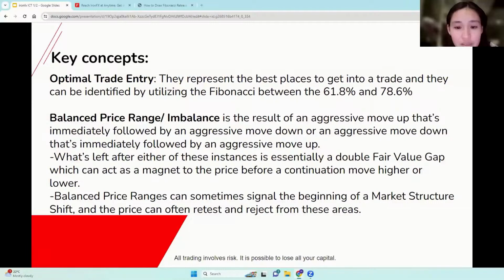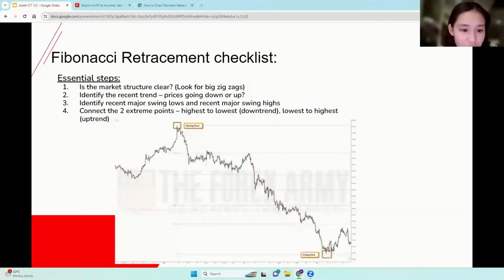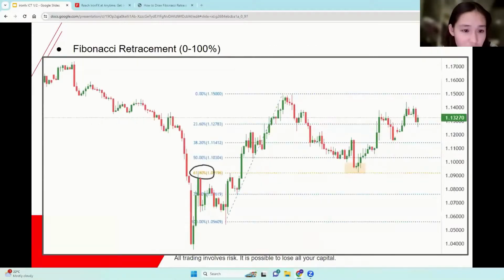For an uptrend, do we start the Fib 0 at the bottom or the top? I'll show you in a bit. Something like over here, we would draw it with your starting point here, and then your ending point would be here. So your 0% would be at the top.